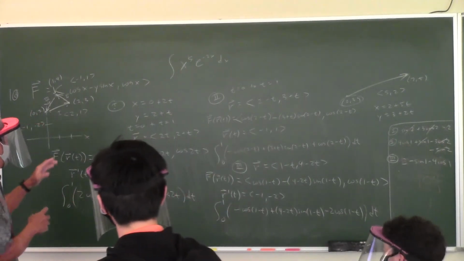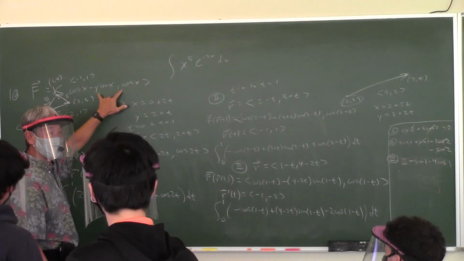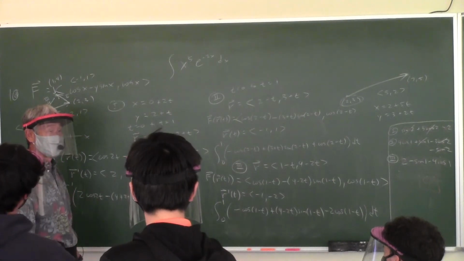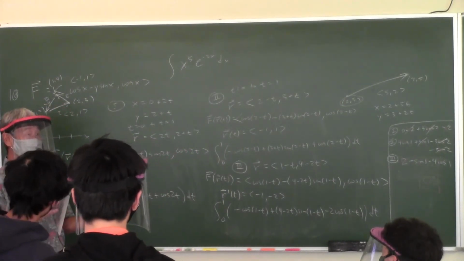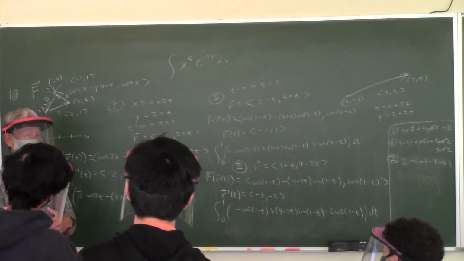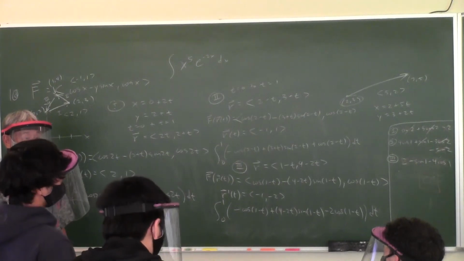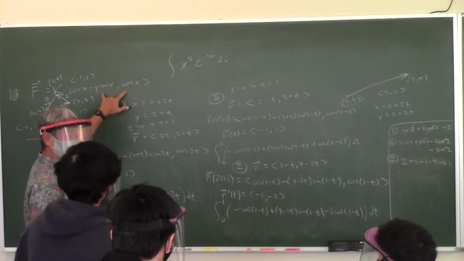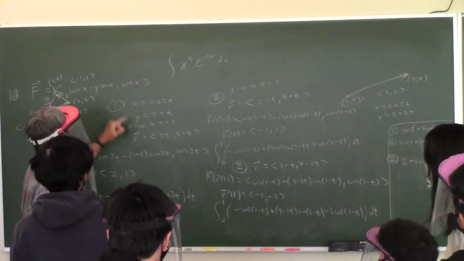But that means this has to be a gradient field. This has to be the gradient of something. Remember when there was a problem on a test that said this is a gradient of what function? And remember a lot of you forgot to put the plus C? So look at this. Is this a gradient of something? Can I take the derivative of some function and get this?